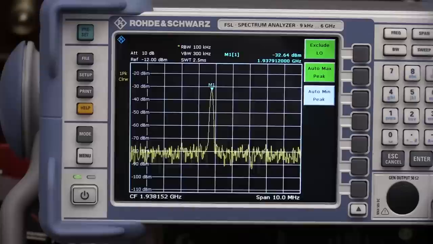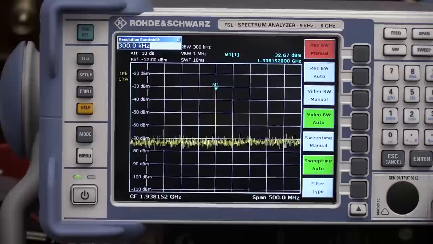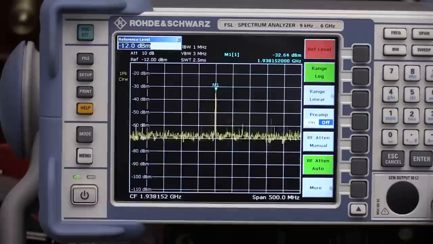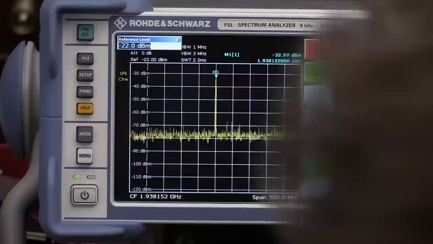Gunnplexer. And what I'm going to do right now is change the frequency span to 5 megahertz. So I think this is a pretty clear signal right here.